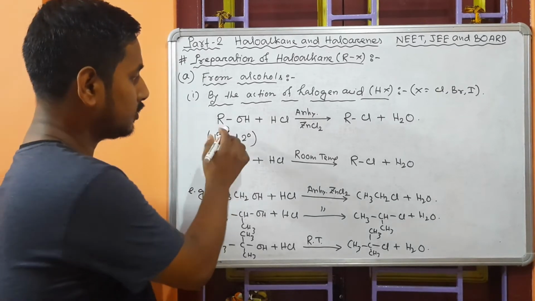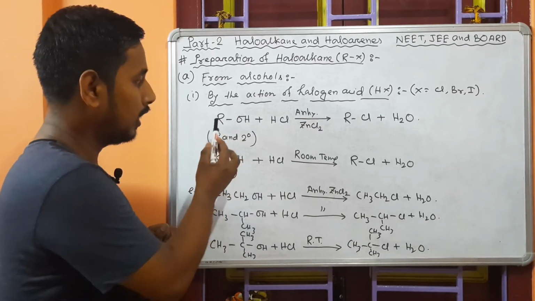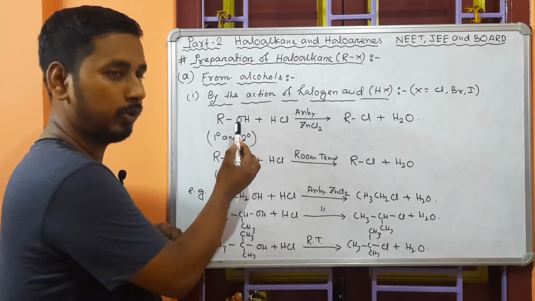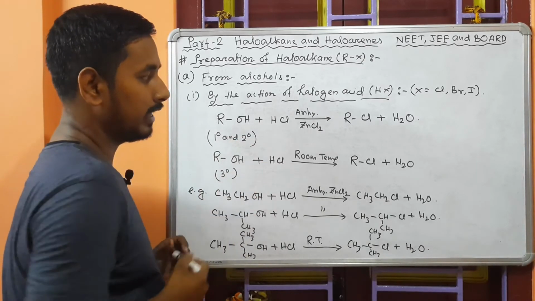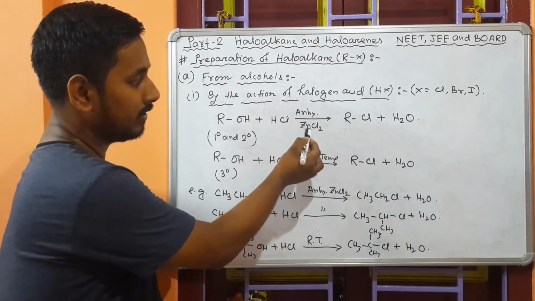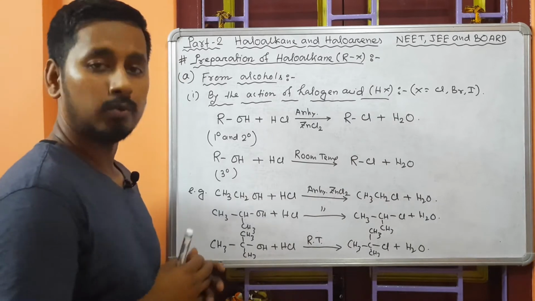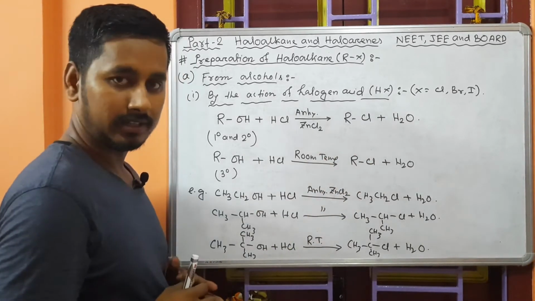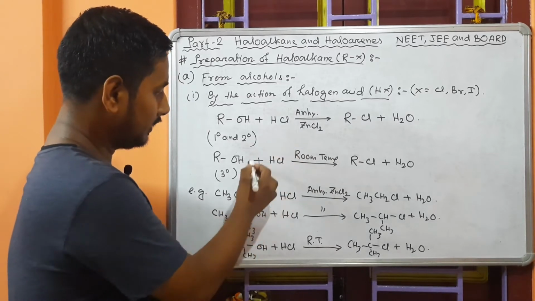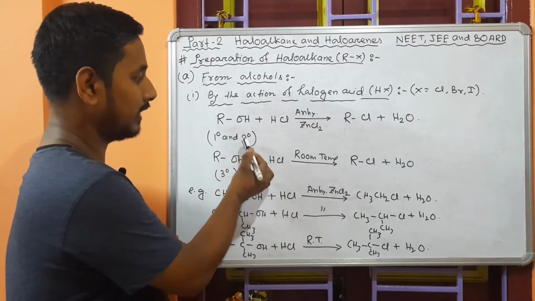Okay, so first of all, see, this is an alkyl group. R is the alkyl group, and the alkyl group is connected with OH. This is nothing but an alcohol. So alcohol reacts with HCl in presence of anhydrous ZnCl2 to form RCl and water as byproduct. So RCl means alkyl chloride. Okay, so after that, see, here we write for the case of primary and secondary alcohols.